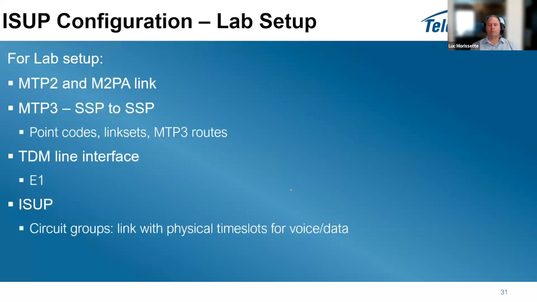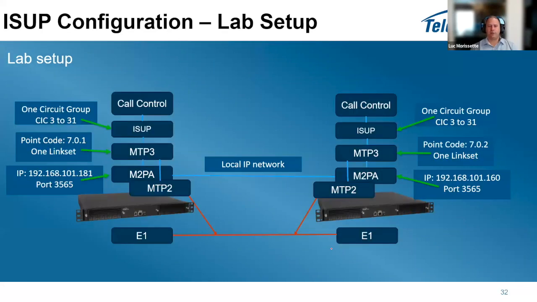Okay, now I'm going to show you my lab setup to show the ISUP configuration. So in my lab setup, I have lower layers, which are MTP2 and M2PA. I have MTP3 configured, which has some point codes, some routes, and link sets. I have an E1 to carry the voice traffic. It could have been a T1, right? And at the ISUP level here, I have my circuit groups, which link the physical time slot to the voice and data traffic. So if you look at this here, we are focusing on this part here.